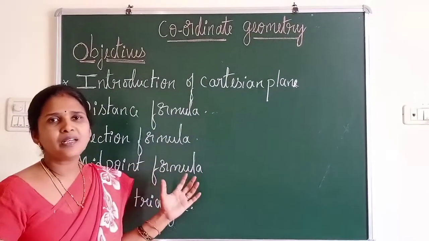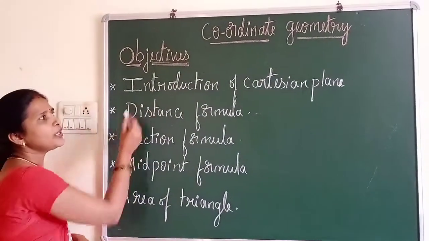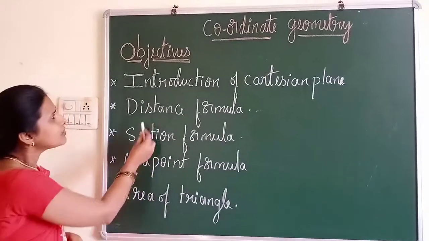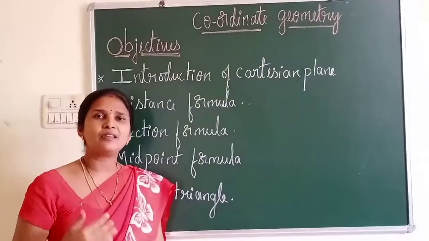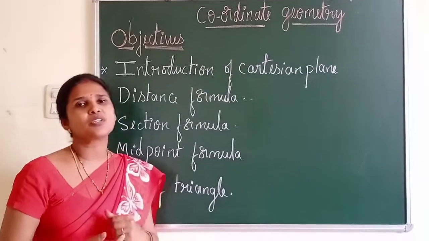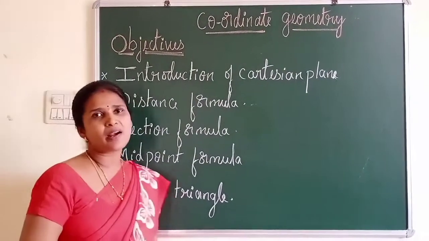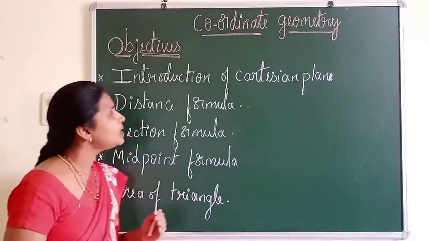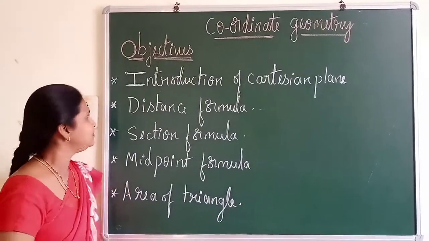So the main contents or objectives of this chapter are, here you can see, first you are going to learn the introduction of Cartesian plane. In this introduction of Cartesian plane, we already learnt in 8th or 7th standard about what is origin, what is x-axis, what is y-axis, what are the quadrants, how to locate a position, what are ordered pairs. So all these you are going to learn in this introduction of Cartesian plane.